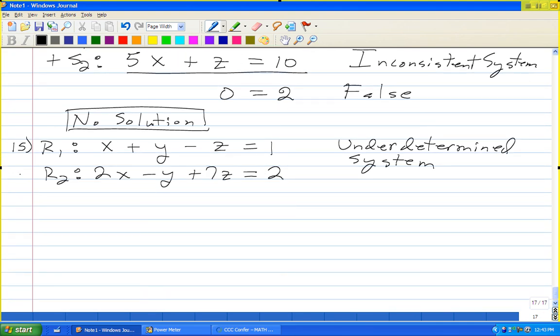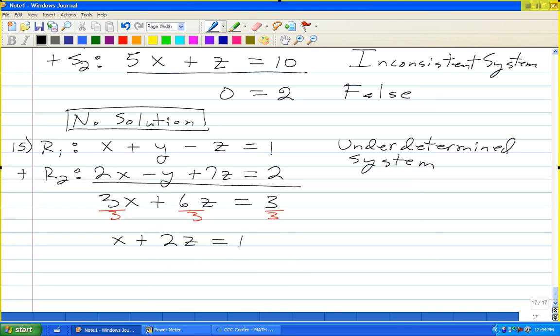Notice in this case, I can eliminate y by just adding these two equations together. So I get 3x plus 6z equaling 3. But that's all I can really do. I can divide by 3. But notice I've used these two equations to eliminate one variable, and I don't have any more equations left to deal with. So all I can say is, well, let's subtract 2z from both sides. So I have x is equal to 1 minus 2z.